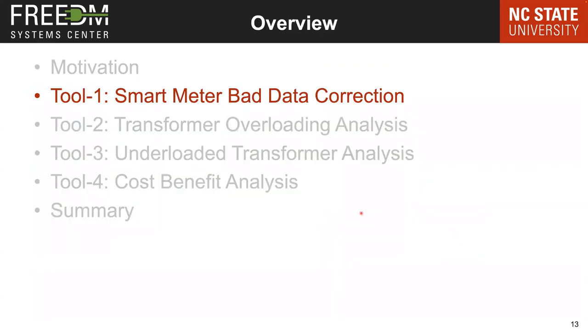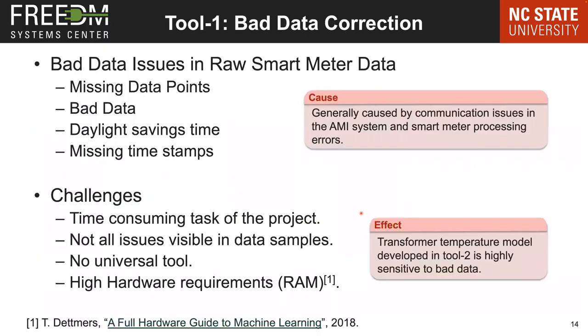So the first step is to do bad data correction. If you are in the industry, when you collect data, you come across bad data issues. It's very typical to see bad data points. From the perspective of smart meters, these are the different data issues that we saw: missing data points, bad data points like outliers, and daylight savings time. Not many people talk about it, but this is also very tricky because smart meters are not aware of daylight saving time jumps. And then there could be missing timestamps, like missing data points.